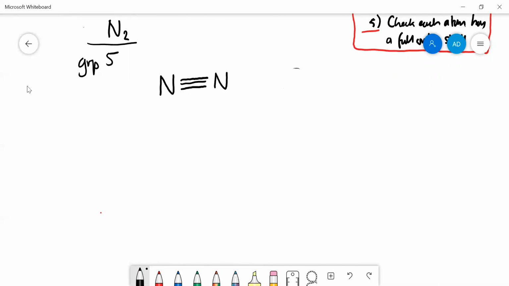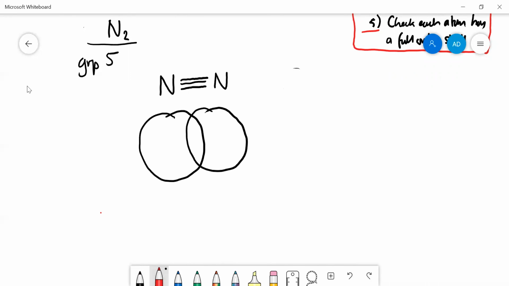So let's draw the dot cross diagram for that. So step 1, do where the overlap is. Step 2, put the electrons in the overlap. Now it's not just a pair of electrons, it's 3 pairs. So we want dot, cross, dot, cross, dot, cross in there.